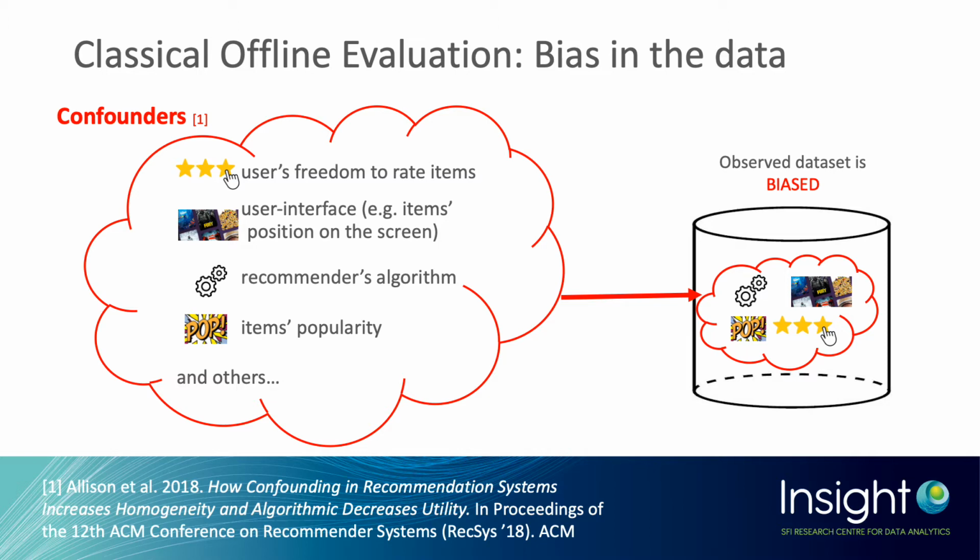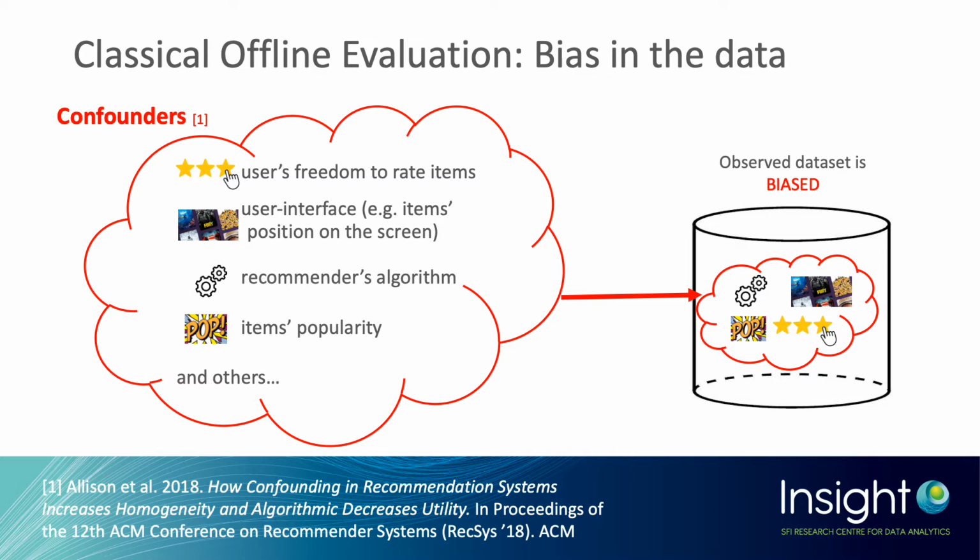So, classical offline evaluation of recommender systems is done using an observed dataset. And this observed dataset records interactions that occur between users and items during a given period of time in the operation of the recommender system. And those interactions can be clicks, purchases, ratings, or whatever. However, this dataset is often biased due to many factors, and those factors are known as confounders.